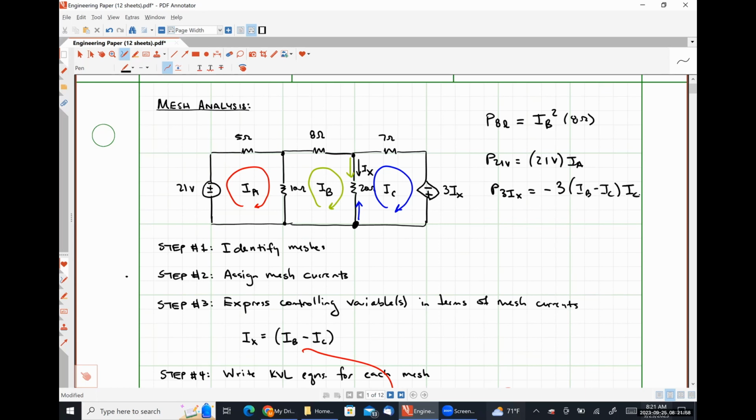So once we know those three mesh currents, we can find out literally anything else that we could possibly want about the circuit just using Ohm's law or our simple power relationships. Yes.